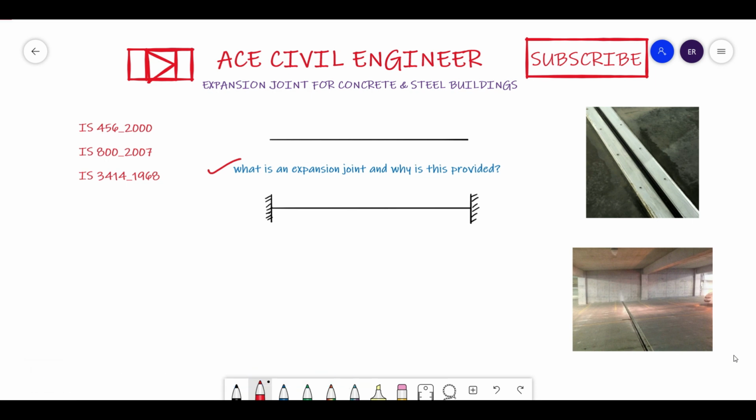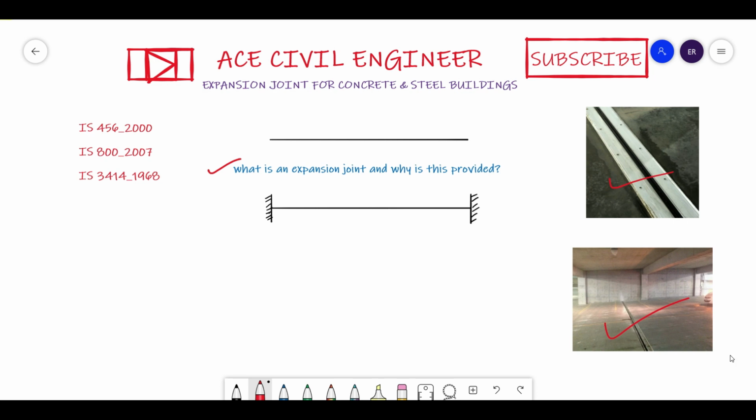Here I have shown you one picture of a bridge expansion joint, which looks something like this, whereas in a concrete building you would see something like this. This is the slab expansion joint, which has been provided like this. Now let us understand why we need to provide this expansion joint.